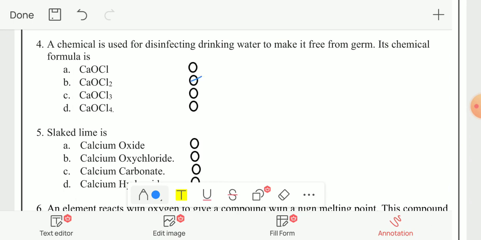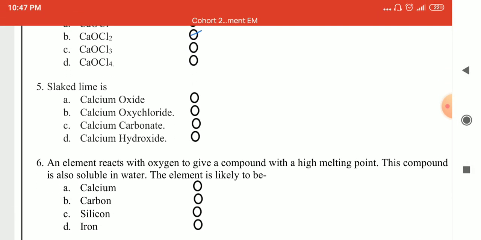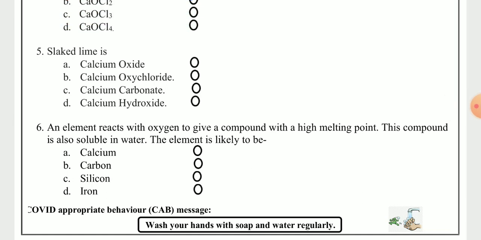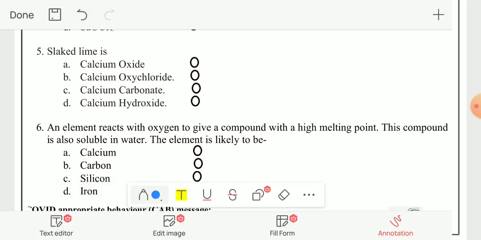CaOCl2. Question number 5. Slaked lime is. What do you mean by slaked lime? Chemical name of slaked lime you have to tell. A. Calcium oxide, B. Calcium oxychloride, C. Calcium carbonate, and D. Calcium hydroxide. So chemical name of slaked lime is calcium hydroxide. You have to darken the circle of D.